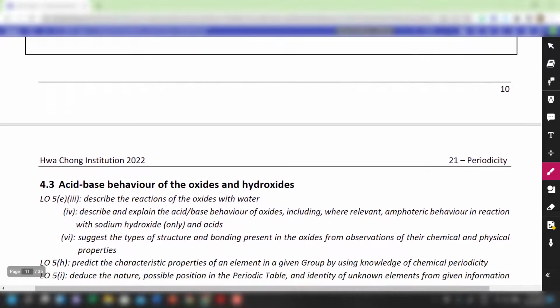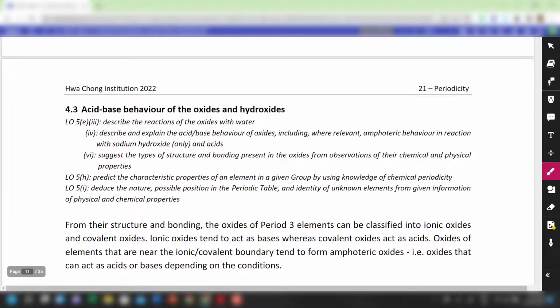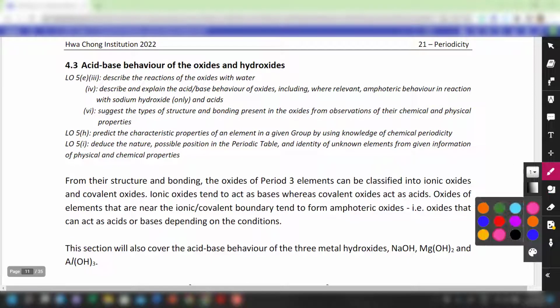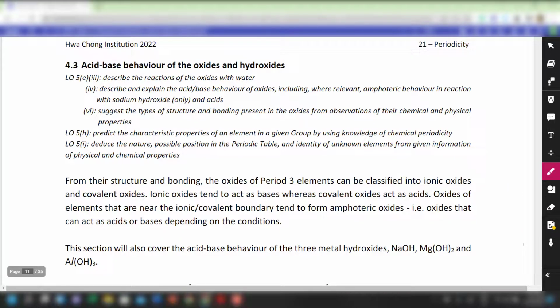With that, we'll move on to the acid-base behavior of the oxides and hydroxides. Earlier on we talked about structures and bonding, and now we are back to acid-base behavior. Before I move on, I just want you to take note, at the back of your mind, that their acid-base behavior is related to their structure and bonding. So just take note of that.